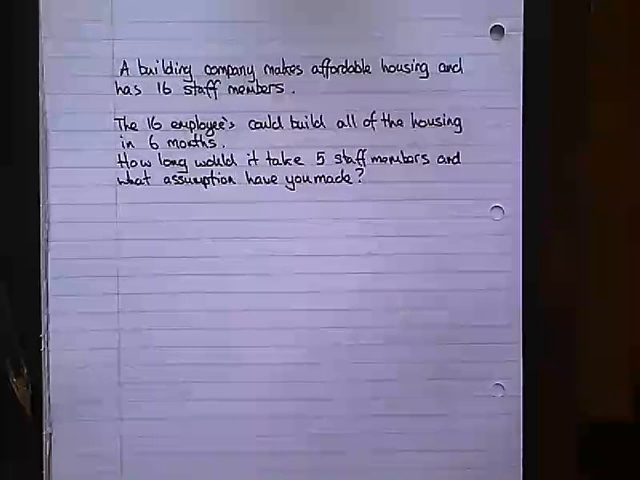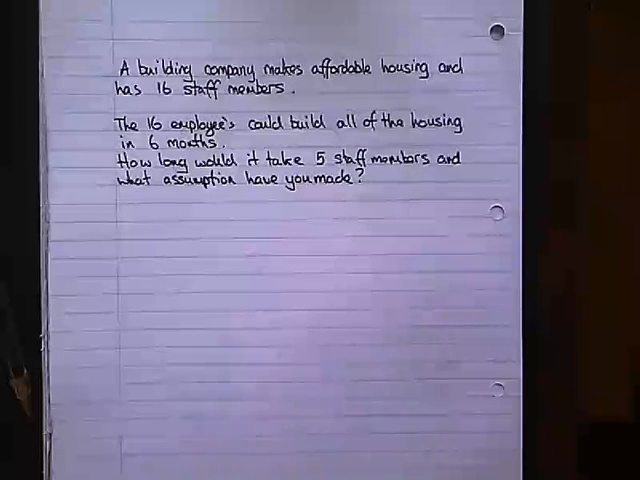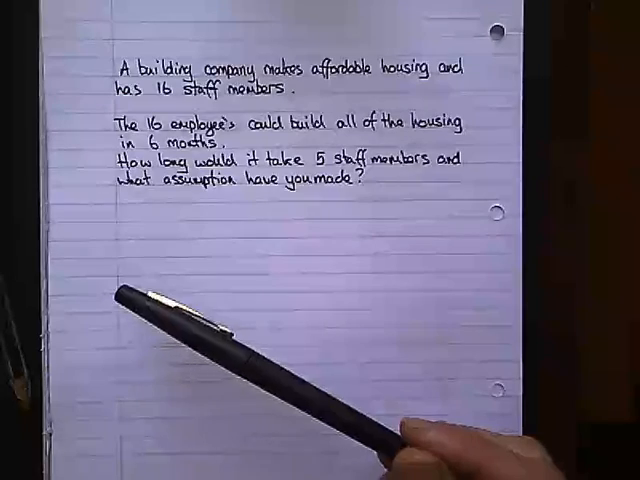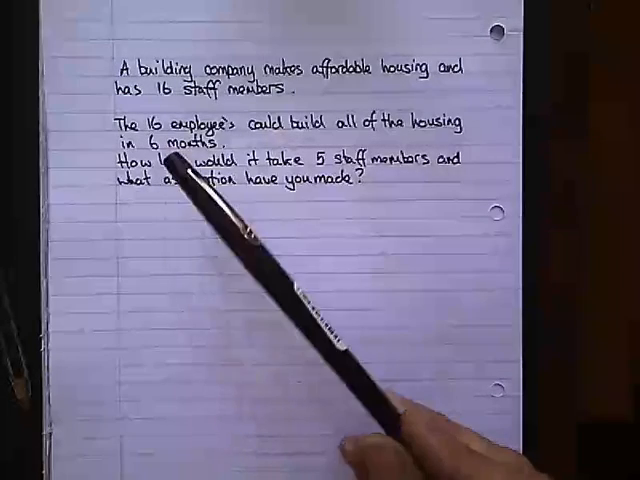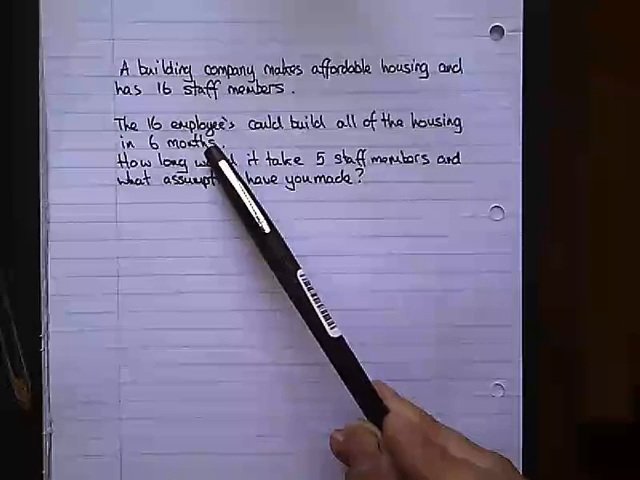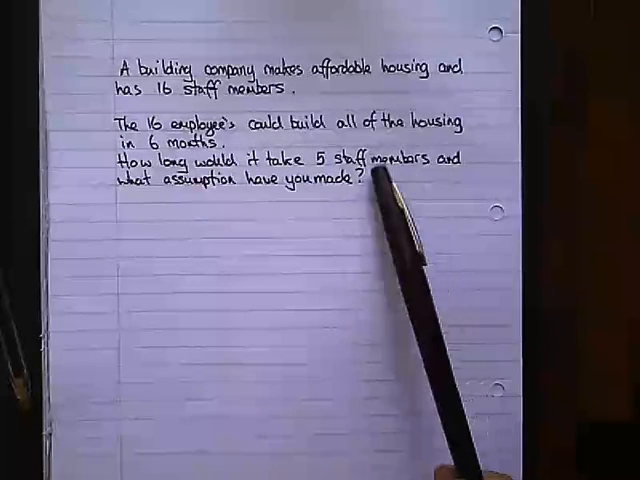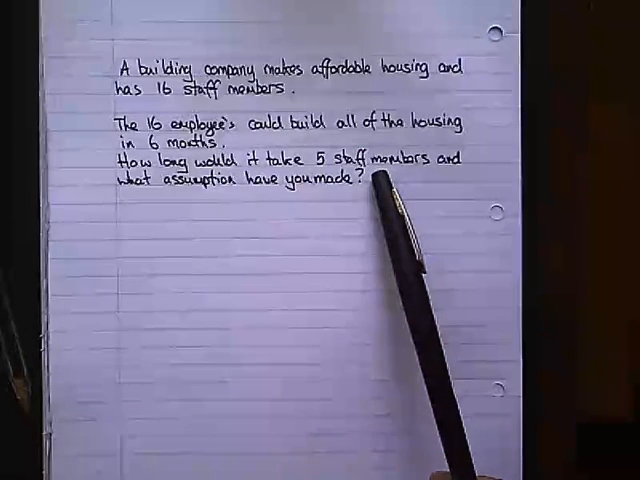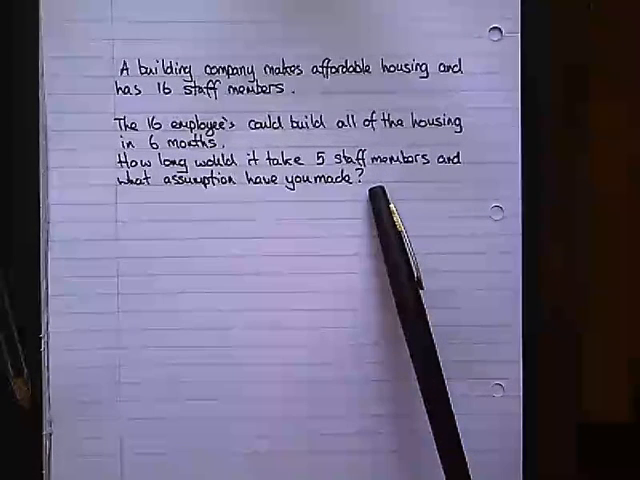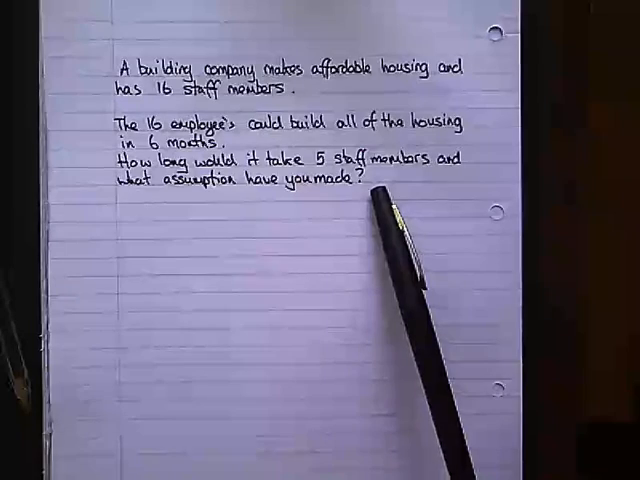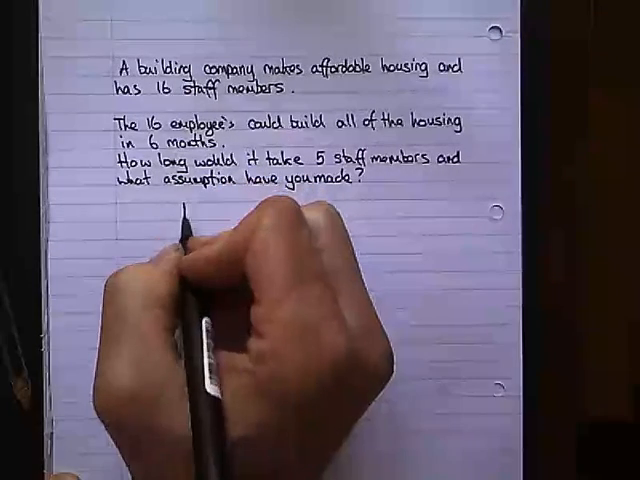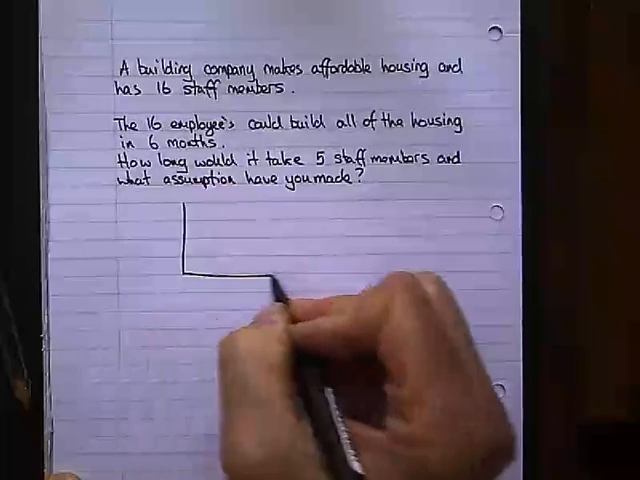Okay, so let's just break this down, and let's think about the reality of the situation. You've got 16 staff members, and it takes them 6 months. If we had fewer staff members, 5, would it take more or less time? I think the fewer people that you have, it's going to take more time. So let's just think about this. This is how I know it's a direct, indirect or inverse proportion.